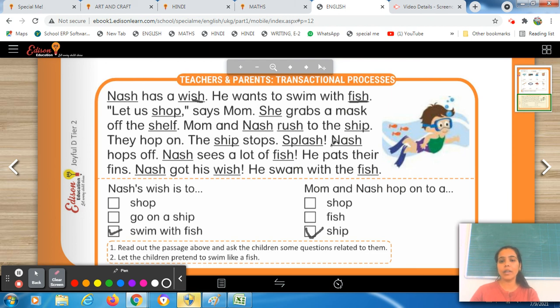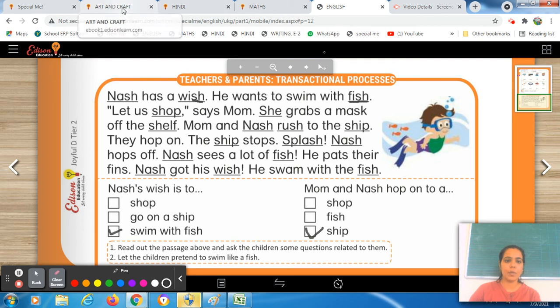But main priority is that you will read the passage, and then you will improve your reading skills. Okay, now I'm giving you some time, then we will start our creative work. So for creative, you all have to bring out your art and craft book, because today we are going to complete a worksheet in your art and craft book.